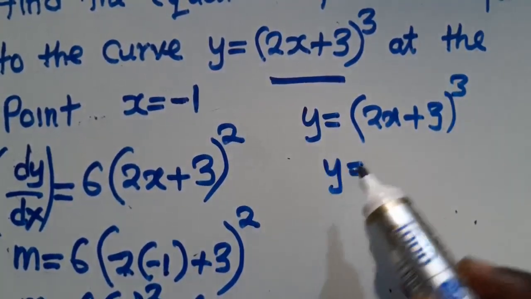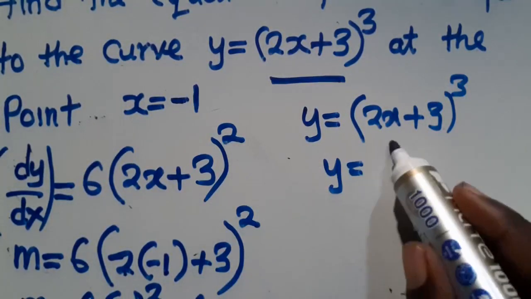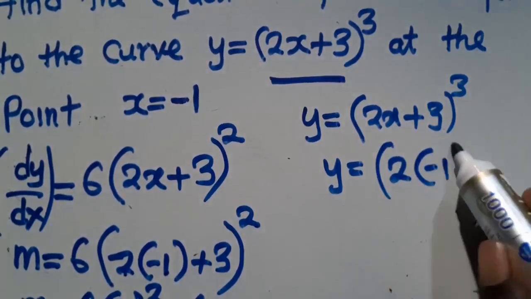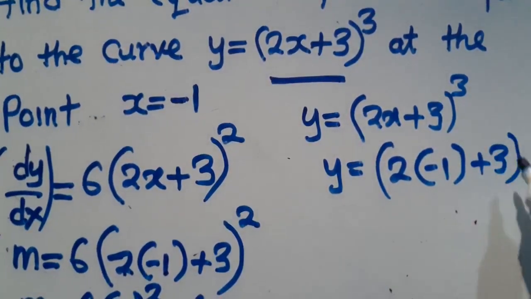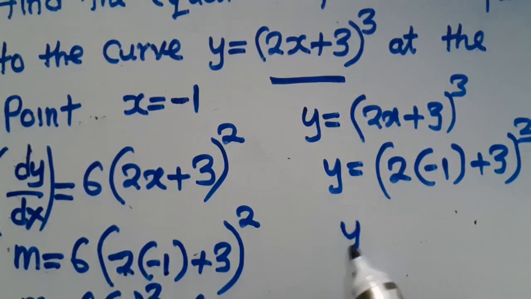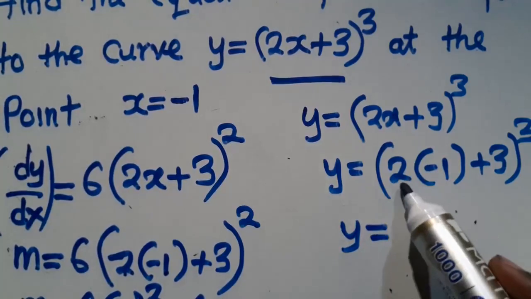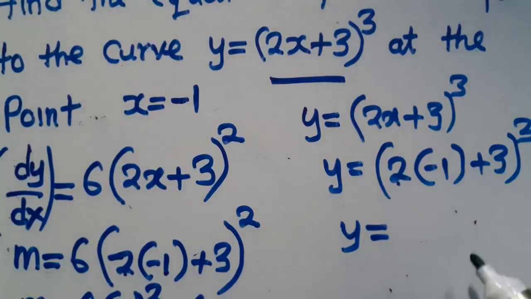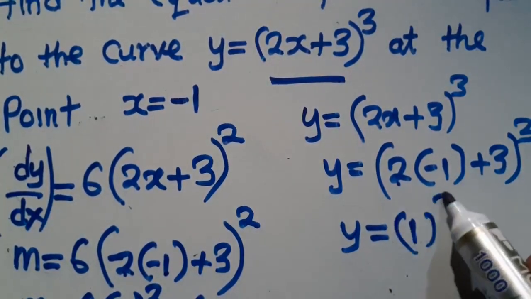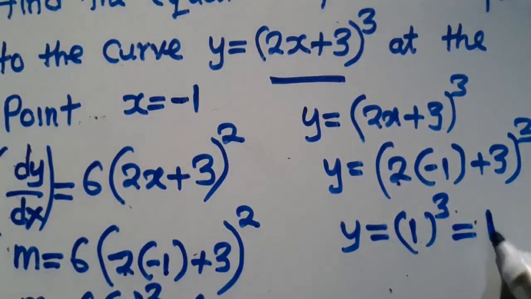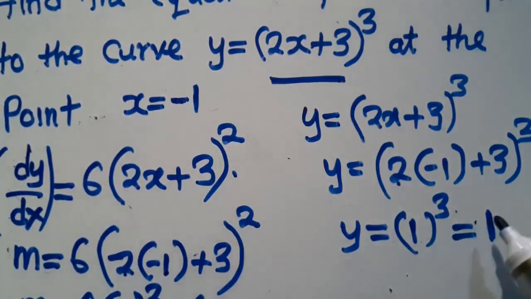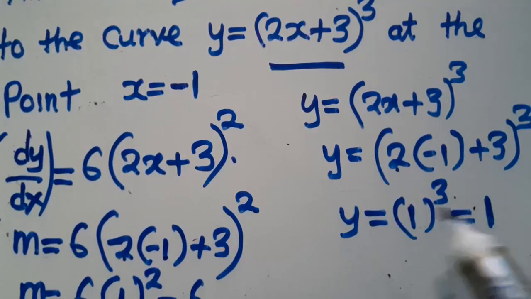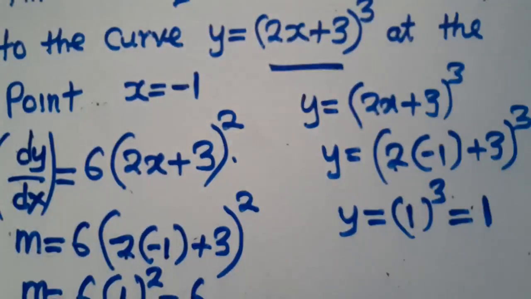y is equal to, where there is x, you put -1. So this is (2 times -1 plus 3) to the power 3. So y is equal to, here 2 times -1, that is -2, -2 plus 3, that is 1. So it's 1 to the power 3, where you find y is what? 1. So we found these things. Second one, you find the gradient. Finding the gradient, you find the value of y, if you are just given one value. So we now have 1 as the answer.